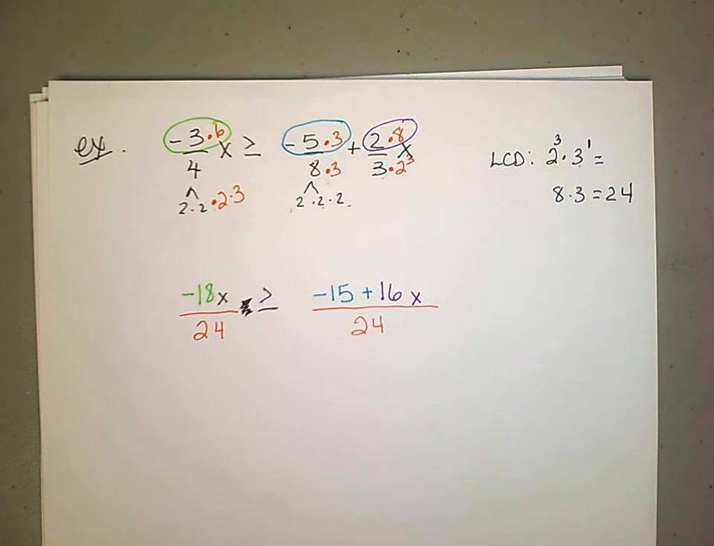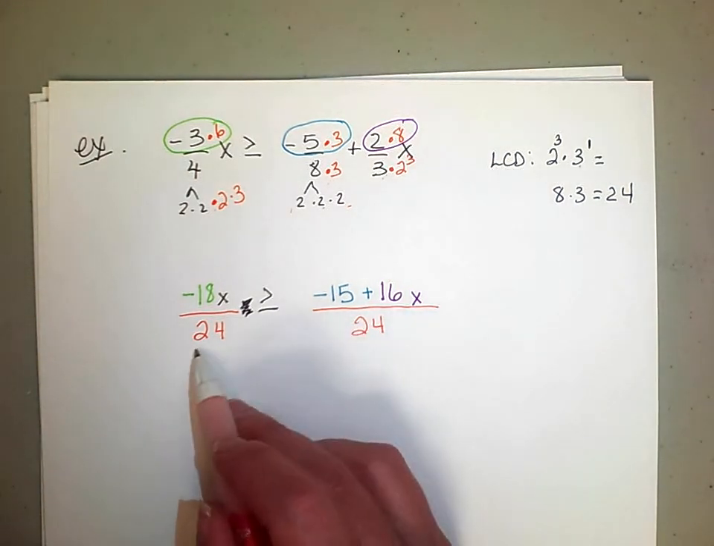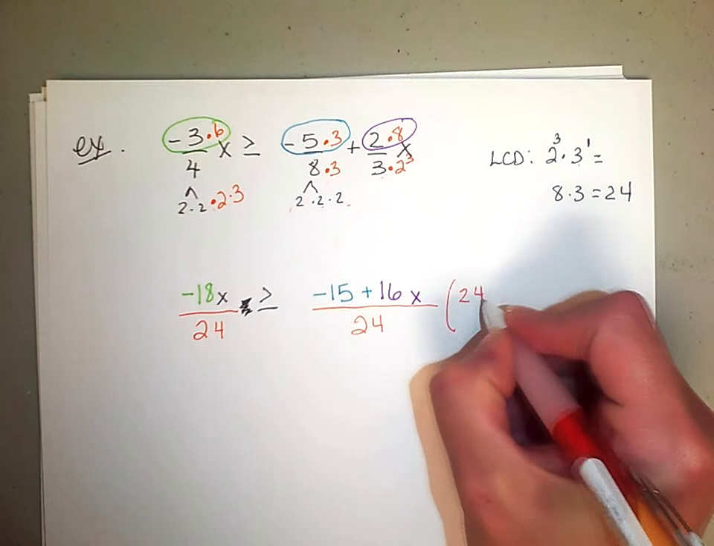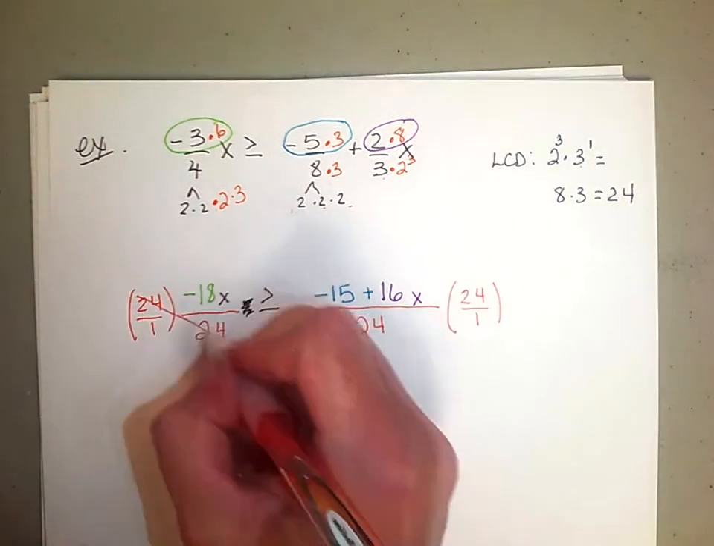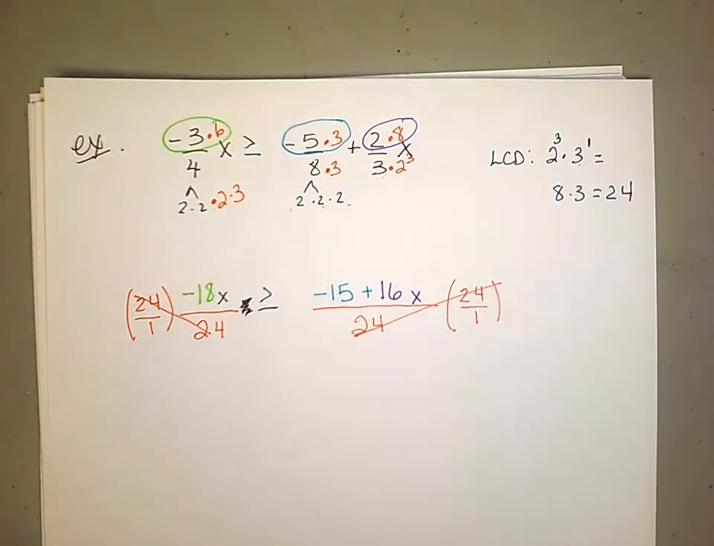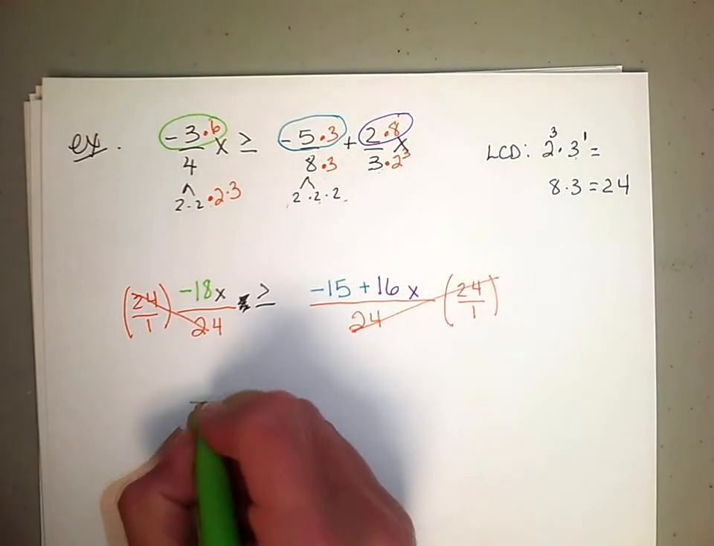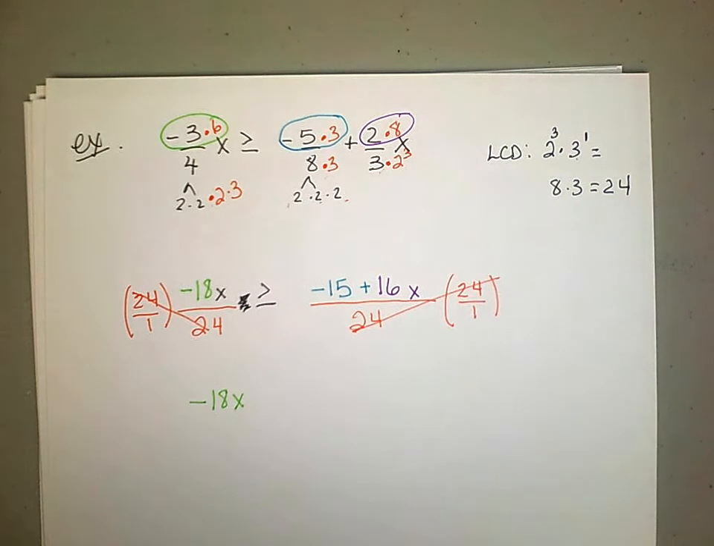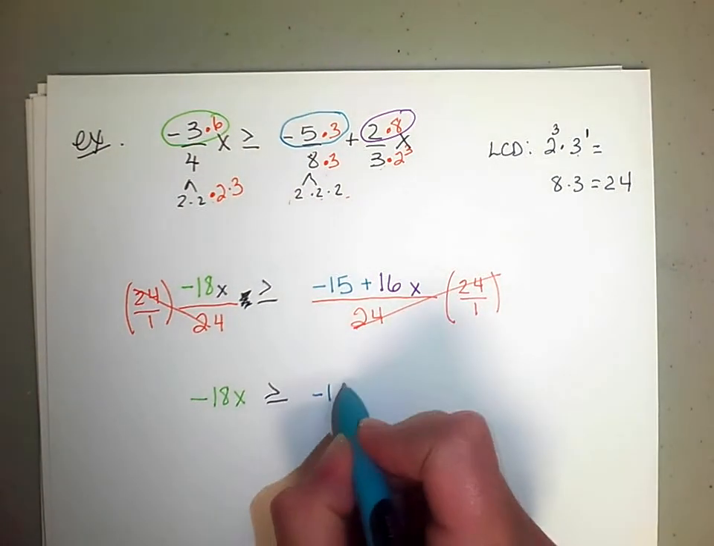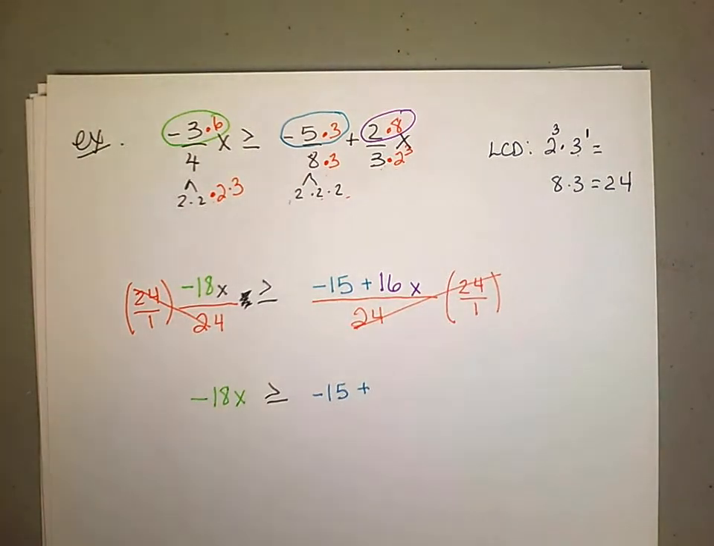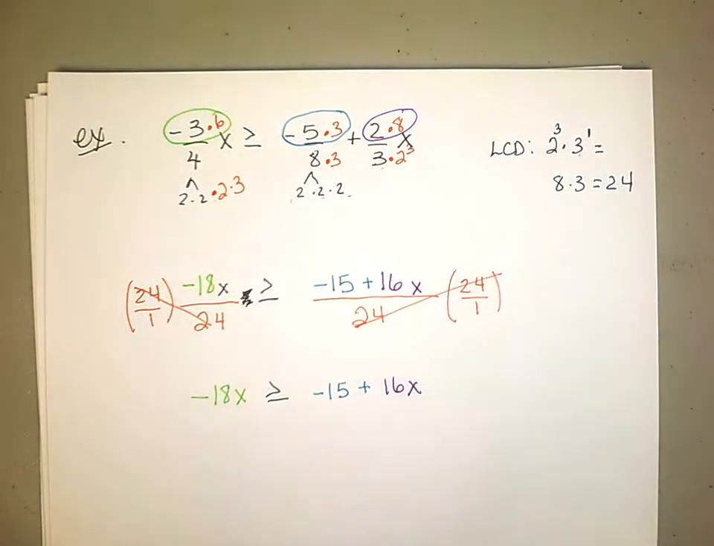Okay. Now we can multiply through. Now that we have the same common denominator, let's multiply both sides by 24, and then they will cancel, leaving just the negative 18x is greater than or equal to negative 15 plus 16x. So in one step, we've gotten rid of all of those fractions that are such a pain to deal with. And now we can just solve this.